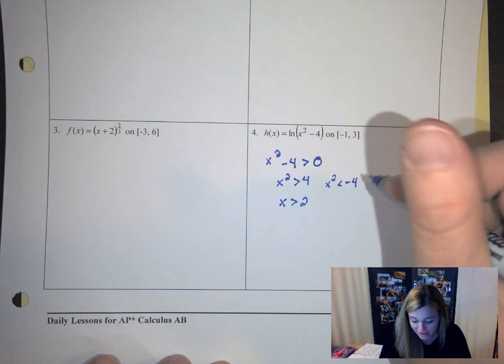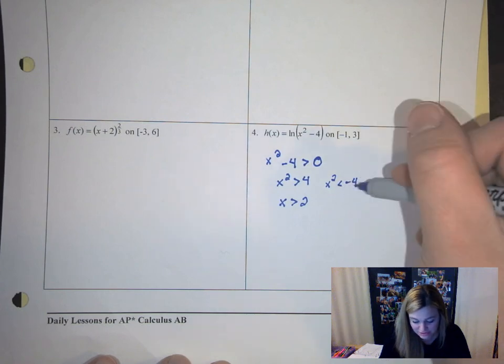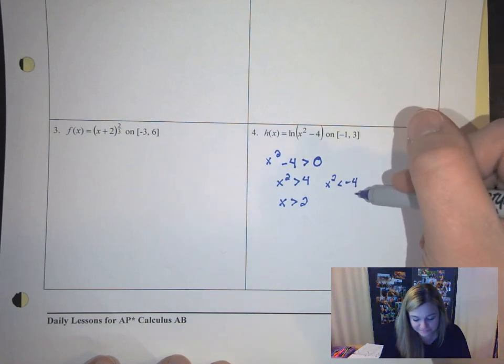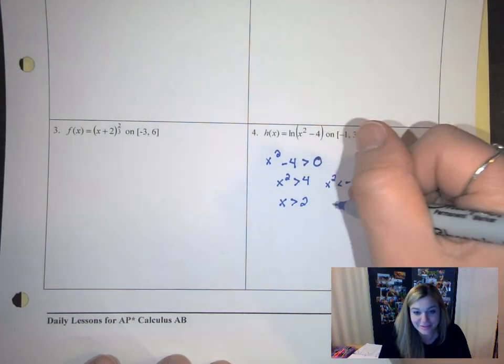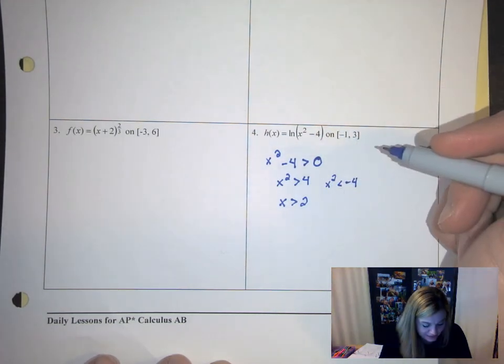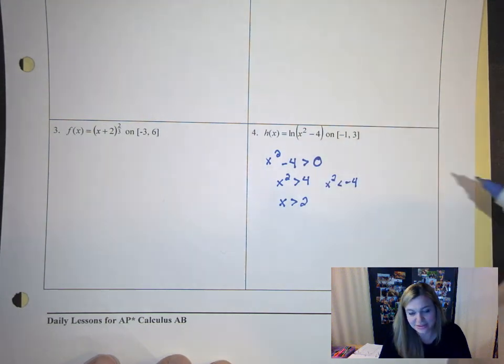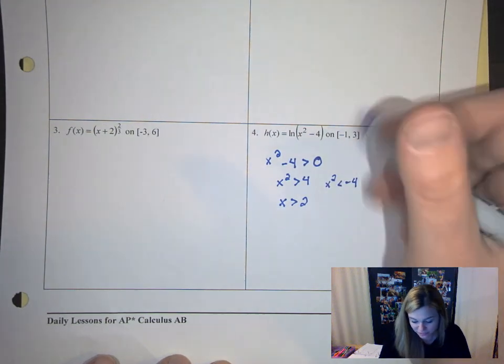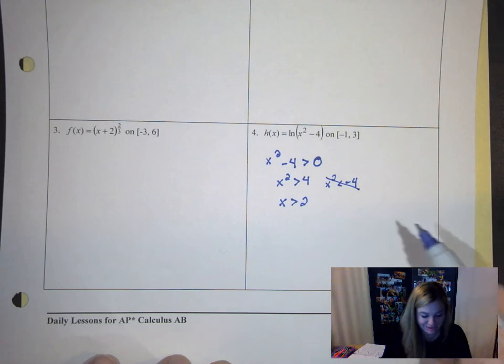Okay, so I've got x squared is less than negative 4. And my dog's barking at him. Awesome. Okay, x squared is less than negative 4, which doesn't make sense because you can't take the square root of both sides. So this doesn't work. We've got x is greater than 2.